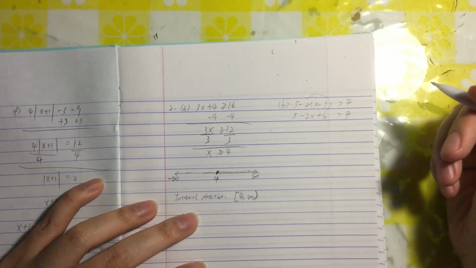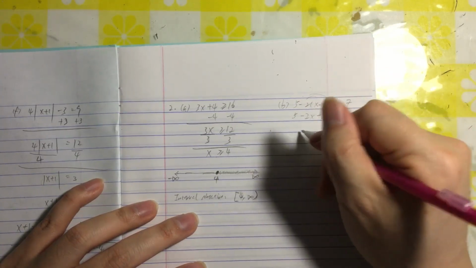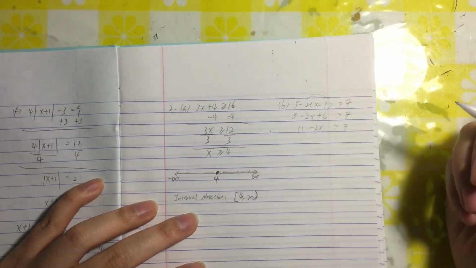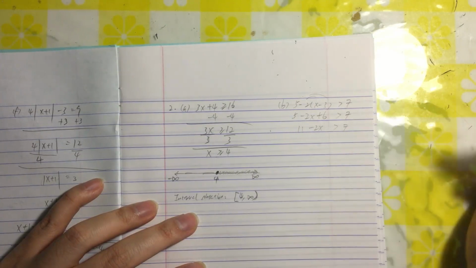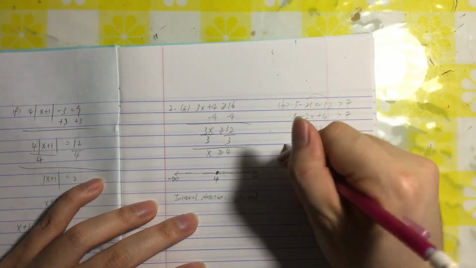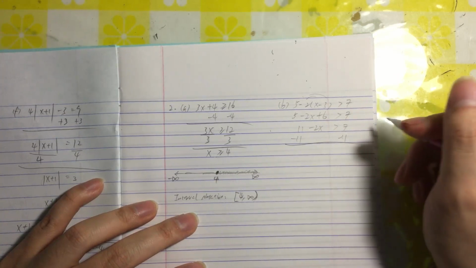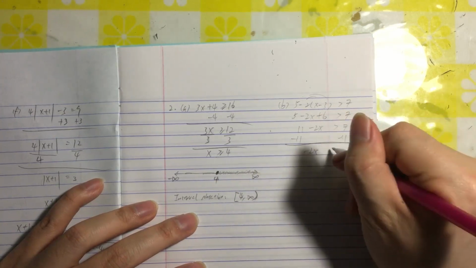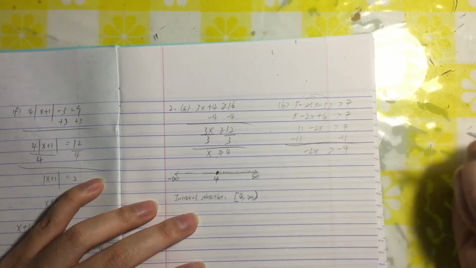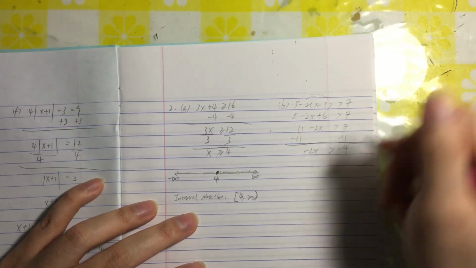Then I can combine like terms. 5 plus 6 is 11. I got 11 minus 2x is greater than 7. We want x by itself on the left side. So I can subtract 11 from both sides. If I subtract 11 from both sides, on the left side I get -2x by itself. On the right side, 7 minus 11 is -4. Then next I can divide both sides by -2.